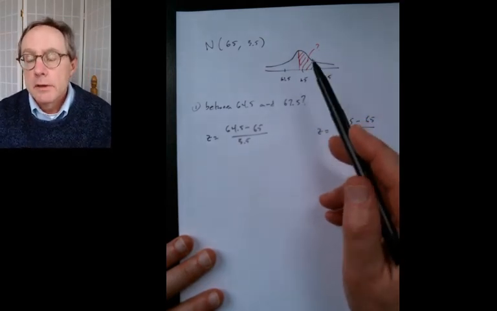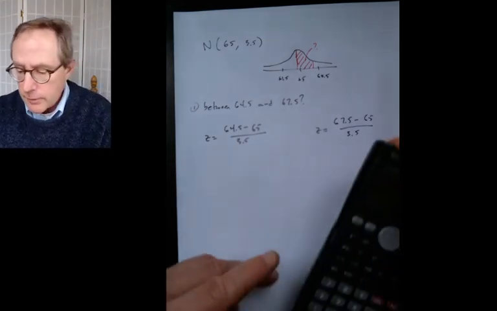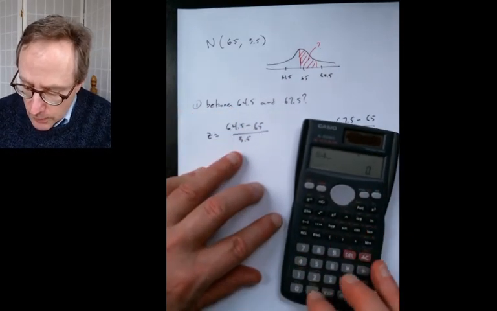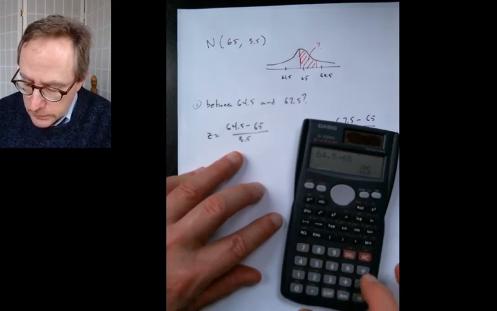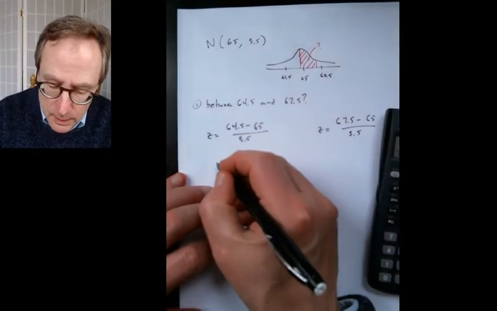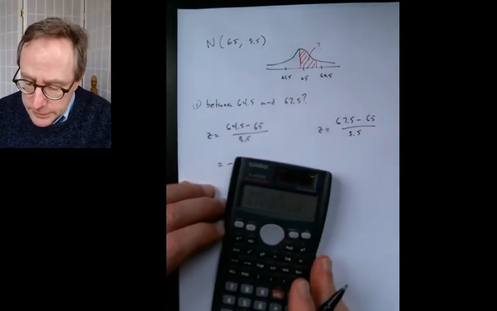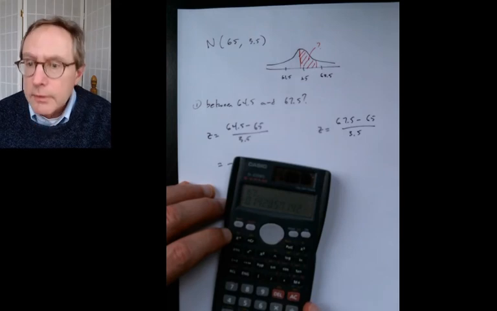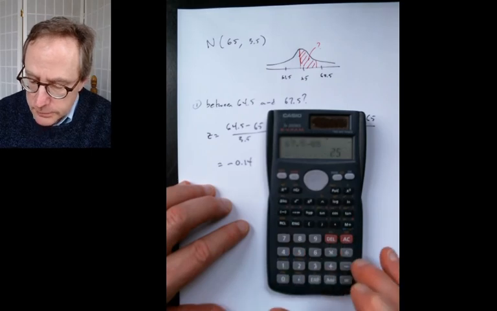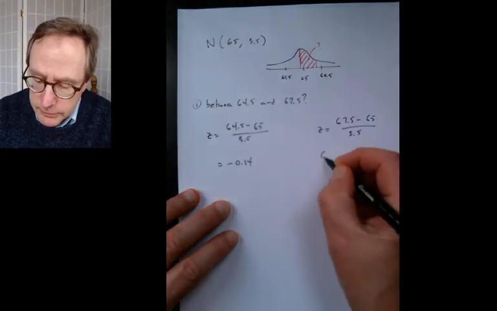So I got a calculator, and I'm determined to use it. 64.5 minus 65 equals, divided by 3.5 equals, and I got minus 0.14. And then for the other one, 67.5 minus 65 equals, divided by 3.5 equals, and I got 0.71.